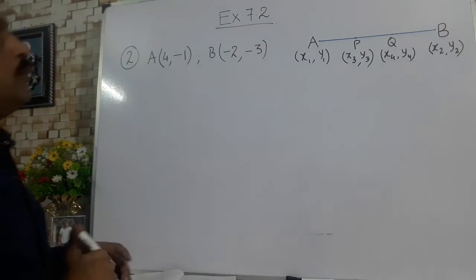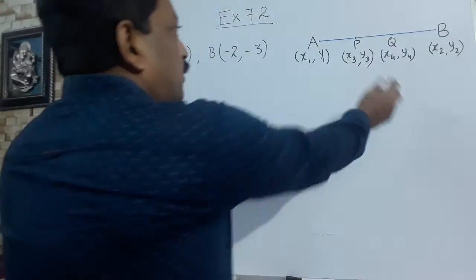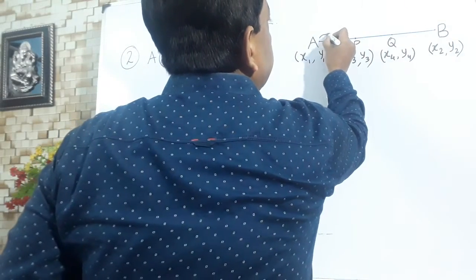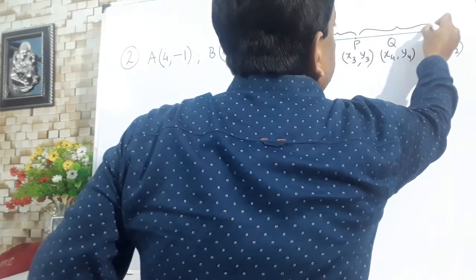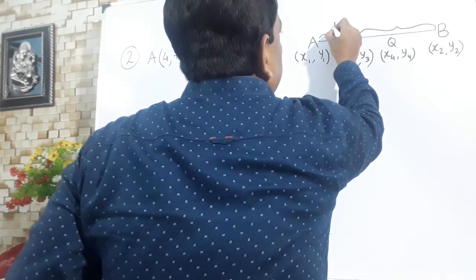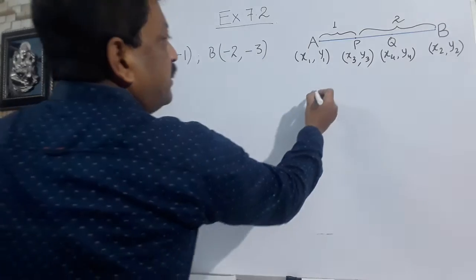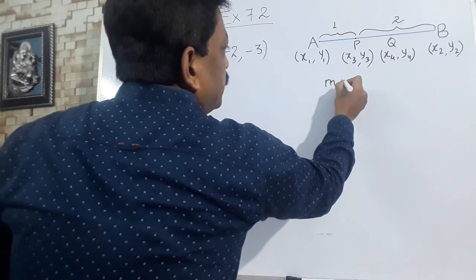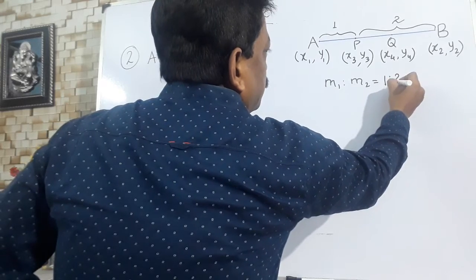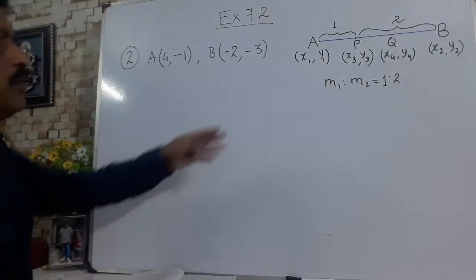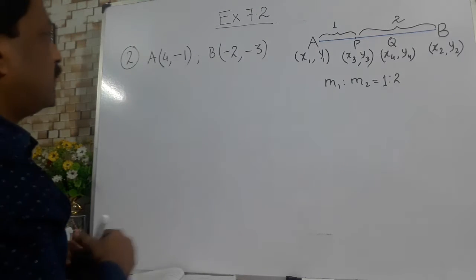Okay, so here we can see that AB is divided into 3 equal parts. So obviously P is dividing the line segment AB in the ratio 1:2. This is 1 and this is 2. So we can say here that M1 is to M2 is equal to 1:2. Here we are going to use the section formula to find the coordinate of P.